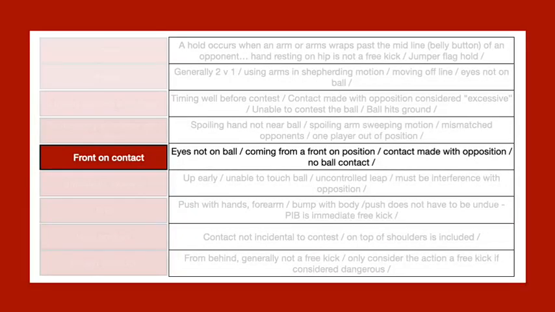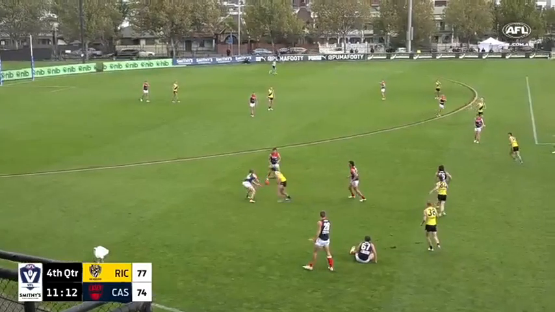Let's go to front-on contact. Eyes not on ball. Coming from front-on position. Contact made with the opposition. No ball contact.